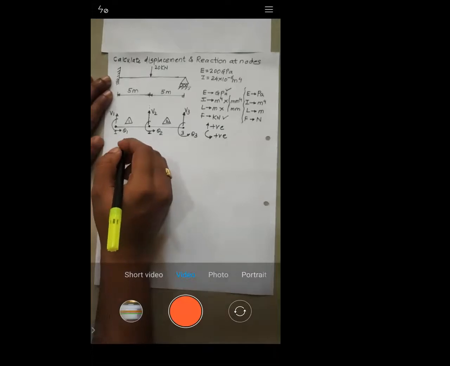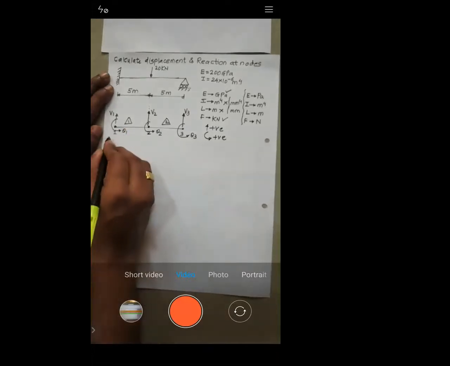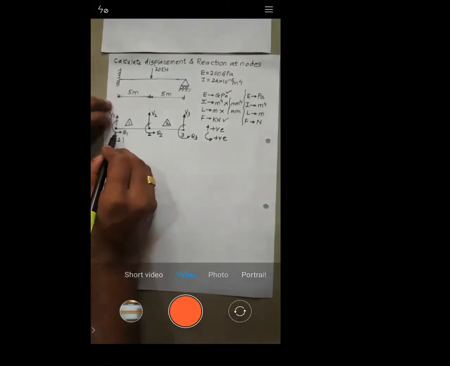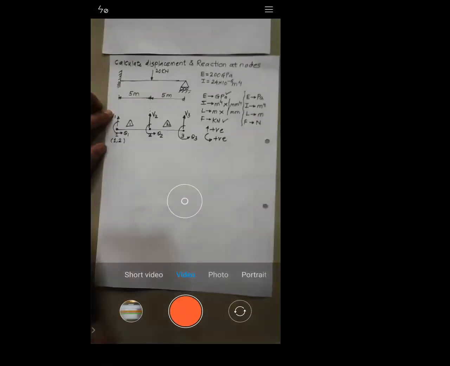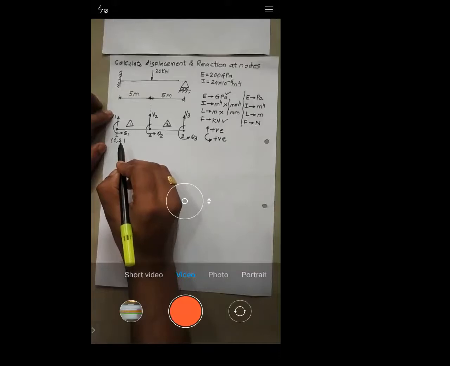Now let's start with this problem. As I told you, each node will have 2 degrees of freedom. So this is 1, 2. What is the meaning of 1? The node 1 can move in y direction, that is v1. What is the meaning of 2? The movement about z axis, that is theta 1.